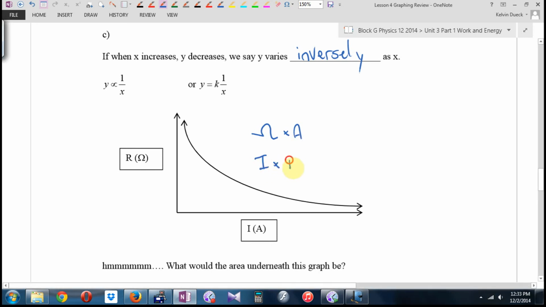I times R. Who remembers from Science 9 what I times R was? It's always someone who does. I'll throw it out there. Who remembers? It was Ohm's law, was what you called it in Science 9.